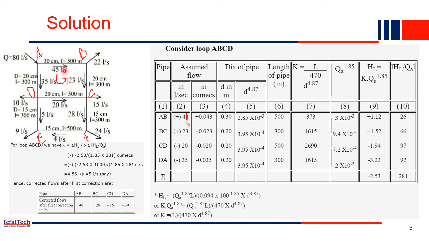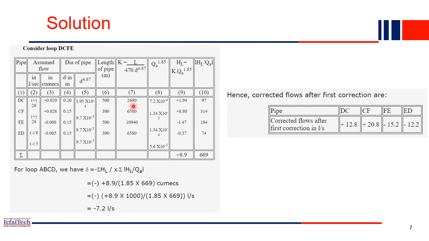So for the ABCD loop, we have computed this table. Now the next table has to be computed for CDEF, and all these remaining pipes also have to be computed. So this is for the CD, DE, EF, FC pipes, and all the similar calculation whatever we have done earlier has to be done. And here also the correction factor you got is minus 7.2. So whatever we have assumed earlier, from there we have to subtract 7.2, and this is the corrected flow after considering the corrections.